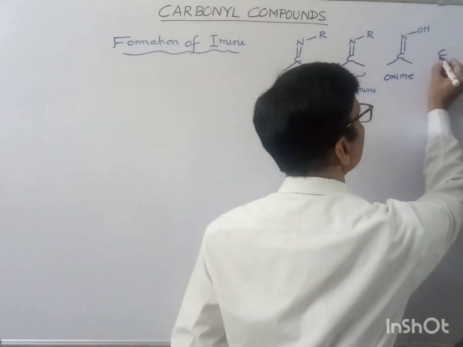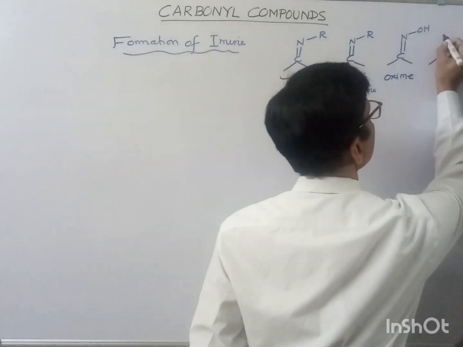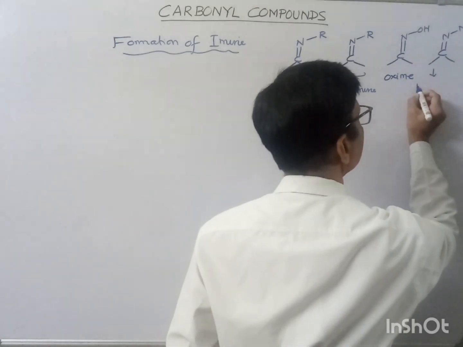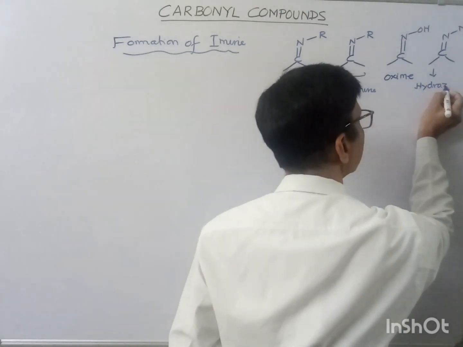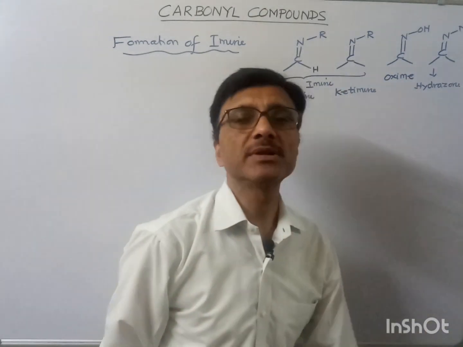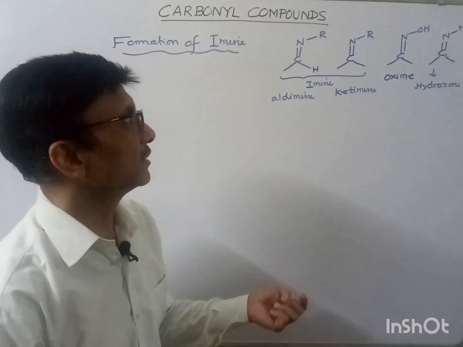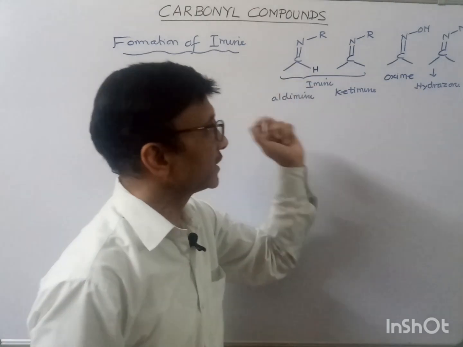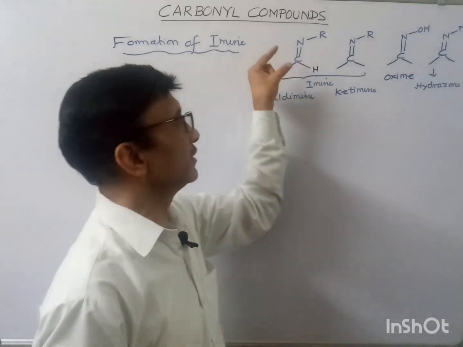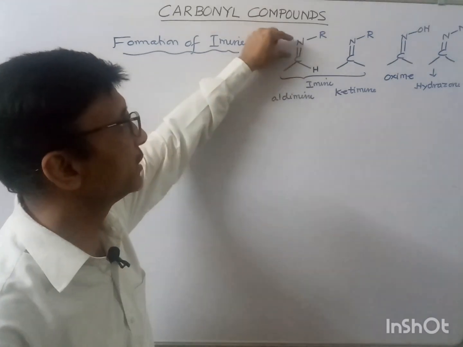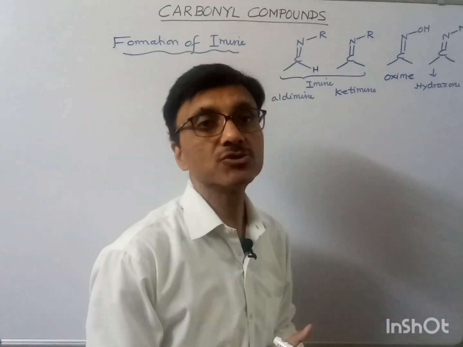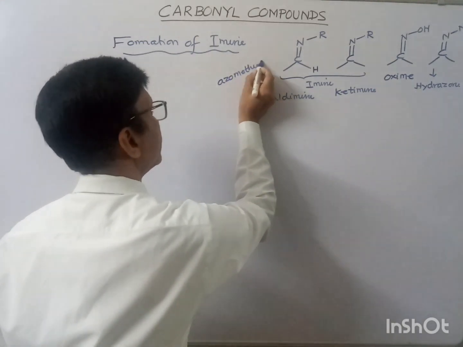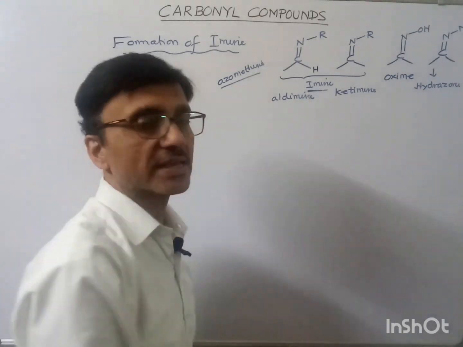And in place of this OH, if we have NH2, then that is called a hydrazone. So all these are similar types of compounds, formed when the carbonyl group is converted. In previous days, this imine functional group, C double bond N, was also called the azomethine functional group. Nowadays we usually use the word imine in place of azomethine.